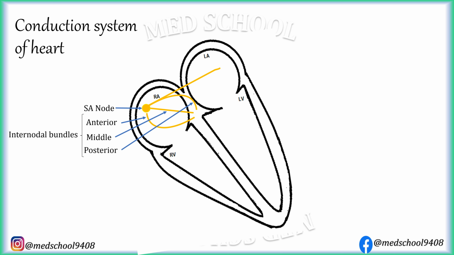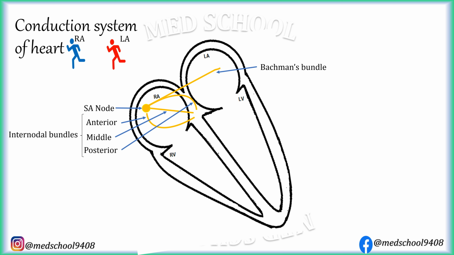Another bundle arises from SA node, which conducts impulse to left atrium. This is also called as Bachmann's bundle. As you can see, Bachmann's bundle is a little longer, causing slight delay in conduction of impulse to left atrium. This results in left atrial activation lagging slightly behind right atrial activation. This concept is very important in understanding formation of normal as well as abnormal P wave.